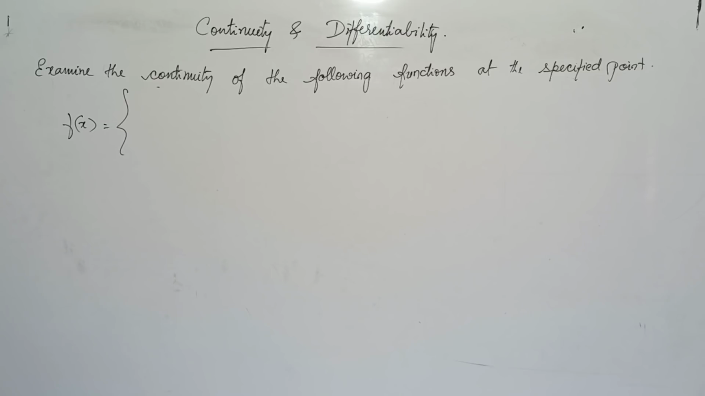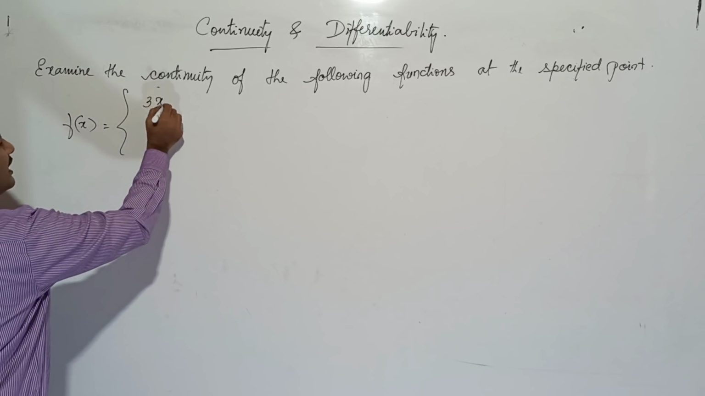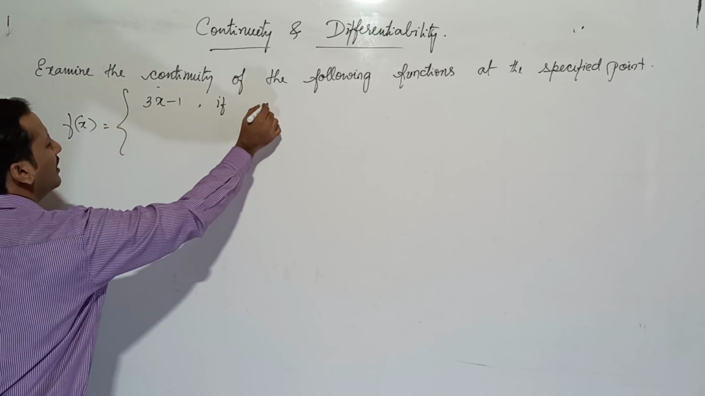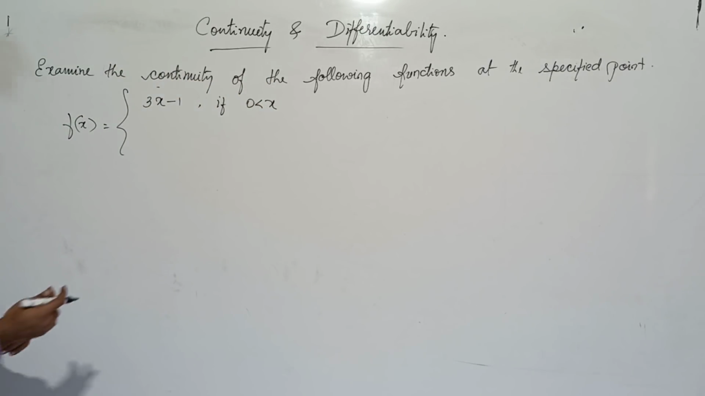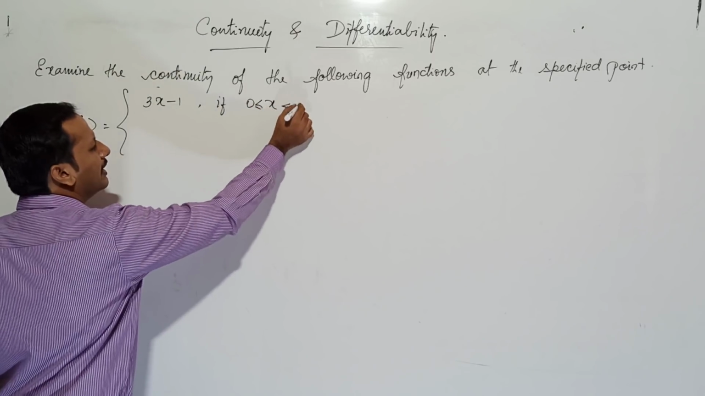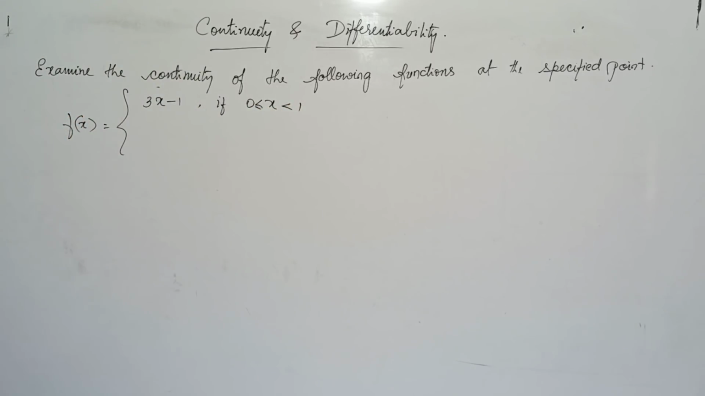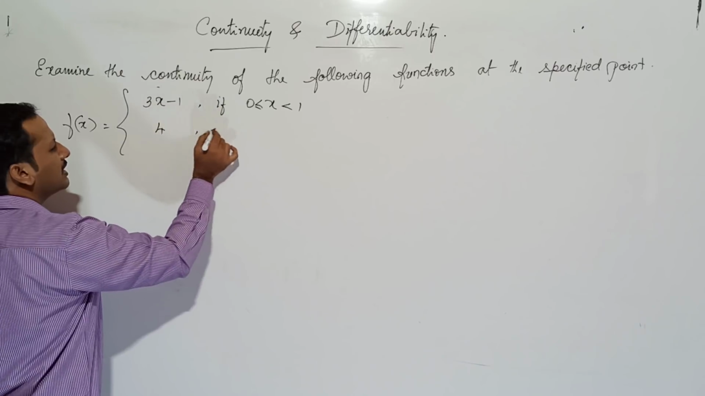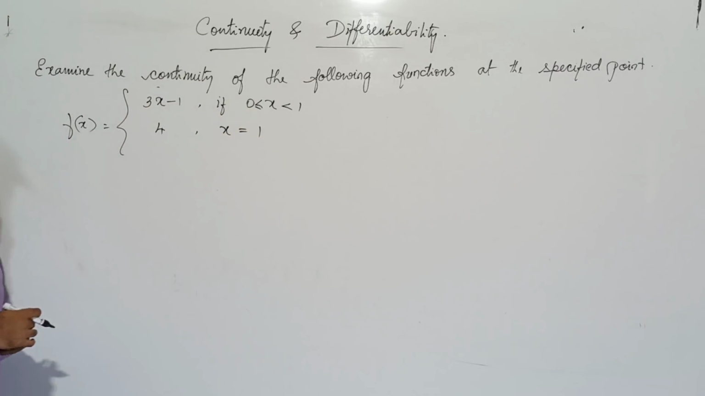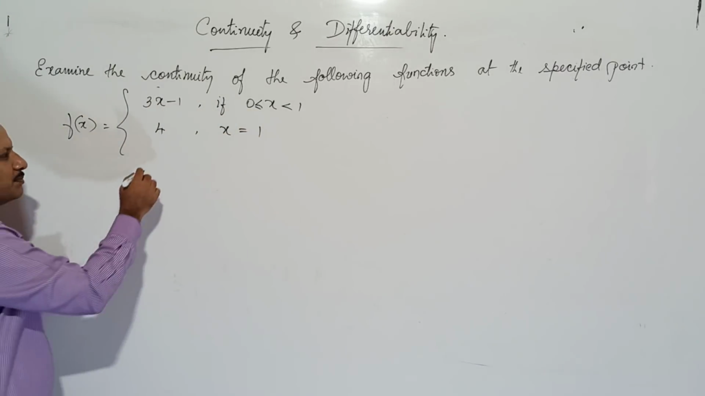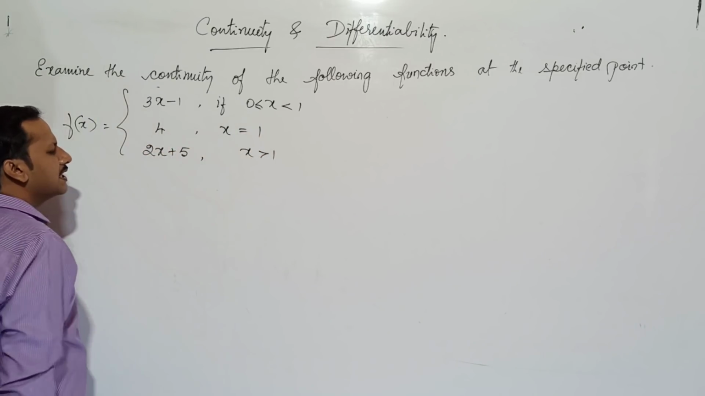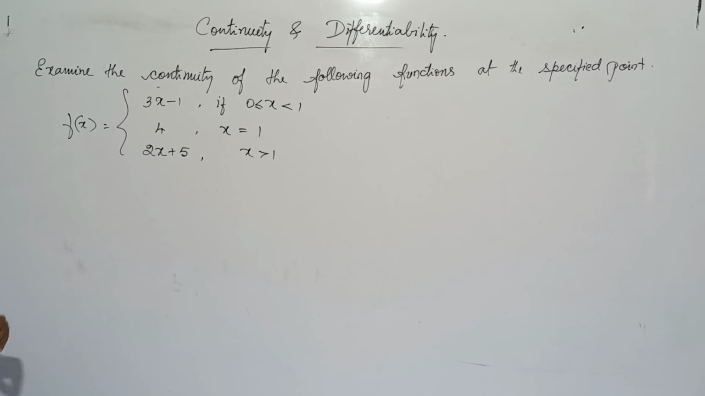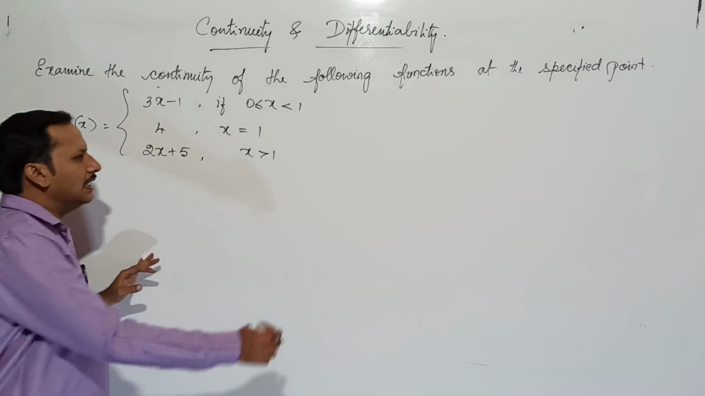f of x is equal to 3x minus 1 if x is greater than or equal to 0 but less than 1, and 4 when x is equal to 1, and 2x plus 5 whenever x is greater than 1. Test the continuity at x equal to 1.